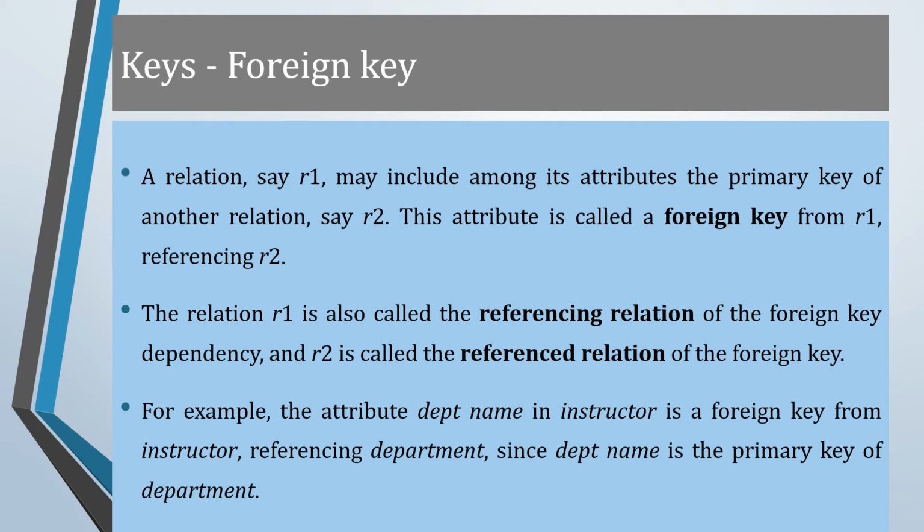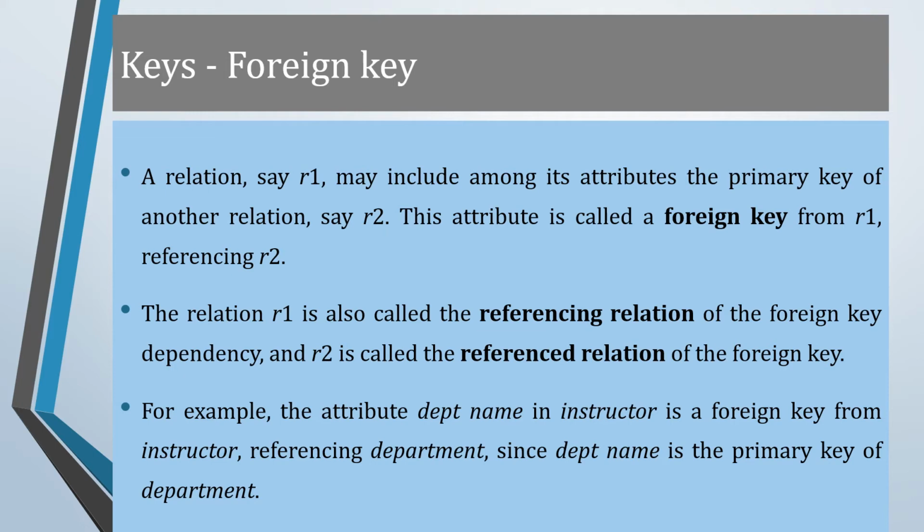So in a relation R1, among the set of attributes, one of the attributes is the primary key of another table. So this attribute can be called the foreign key. For example, the attribute department name, which is the primary key of the table department, and this attribute department name in instructor is a foreign key from instructor, which refers to the department. So the referencing relation is instructor and the referenced relation is department.